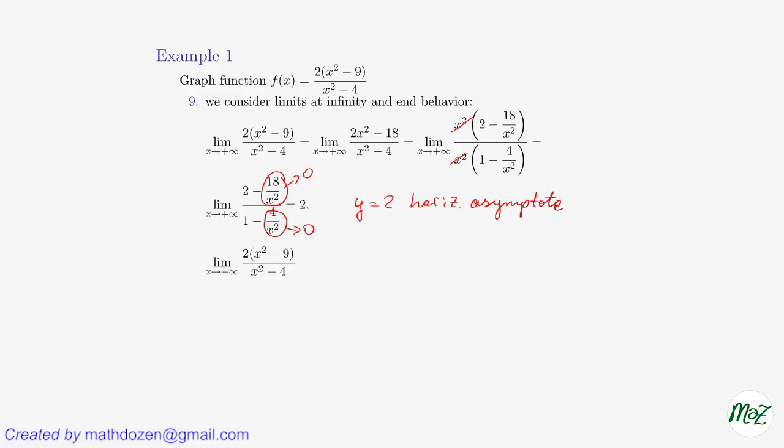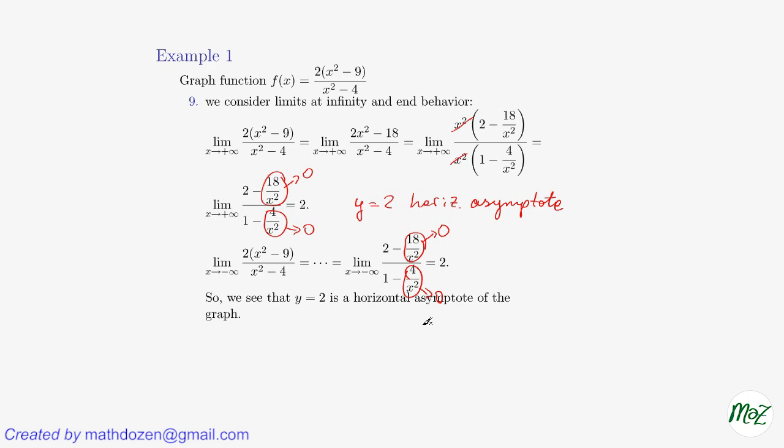Likewise, as x approaches negative infinity, we can do the same algebraic steps up to the next to the last step. And here, again, as x goes to negative infinity, 18 over x squared approaches 0, and 4 over x squared approaches 0. It's a fixed number divided by something huge. It works out to be as good as 0. So this is again 2. So on both ends, the graph of the function will approach y equals 2. That happens to be the horizontal asymptote. So that's what this line claims. So we see that y equals 2 is a horizontal asymptote of the graph.